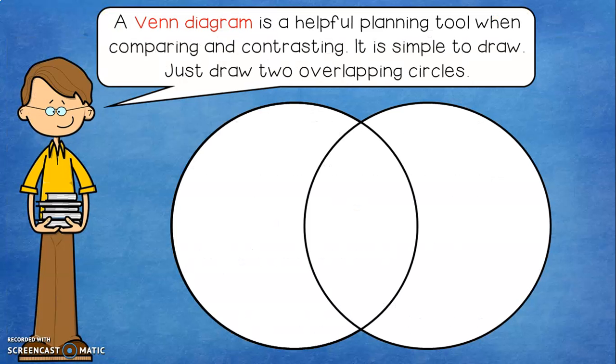You've definitely seen this graphic organizer before. This is a Venn diagram, and it's a really helpful planning tool to help us when we're comparing and contrasting. If we're writing a written response, using a Venn diagram is a great way for us to visualize how they're alike and different and use it when we go to write our response. To use it, you simply draw two circles that overlap, just like you see here.